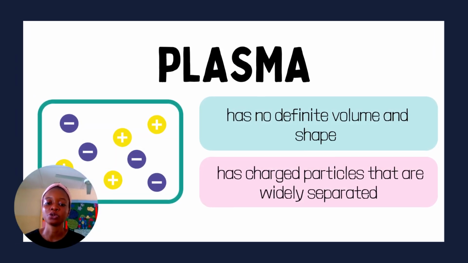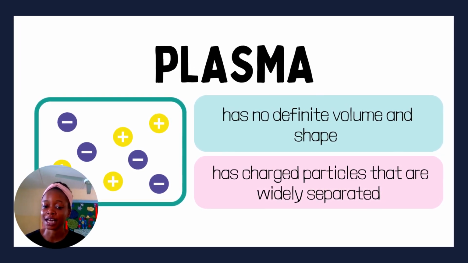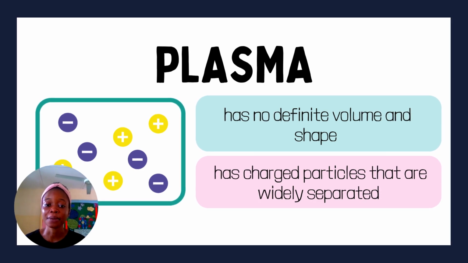The next state of matter we're looking at is what we call plasma. Plasma has no definite volume and shape. It has charged particles that are widely separated.